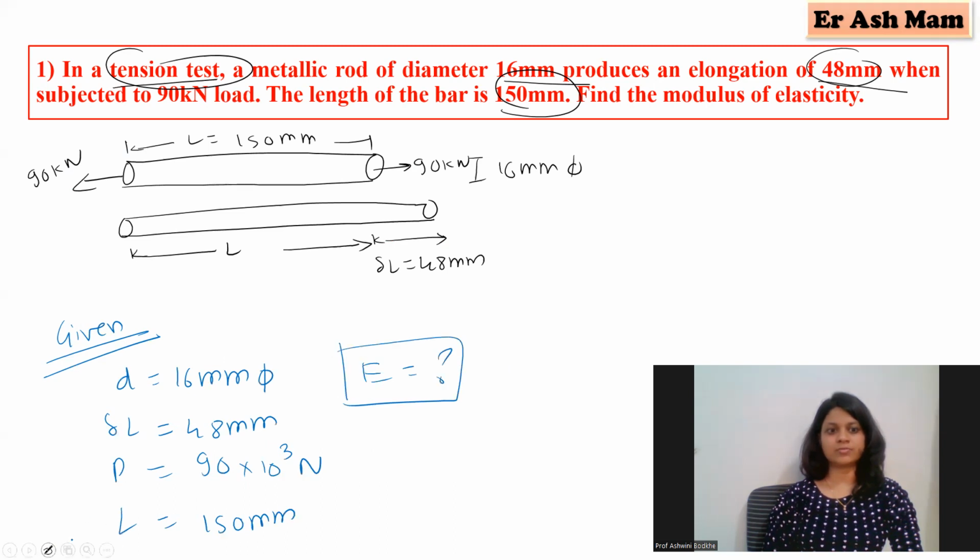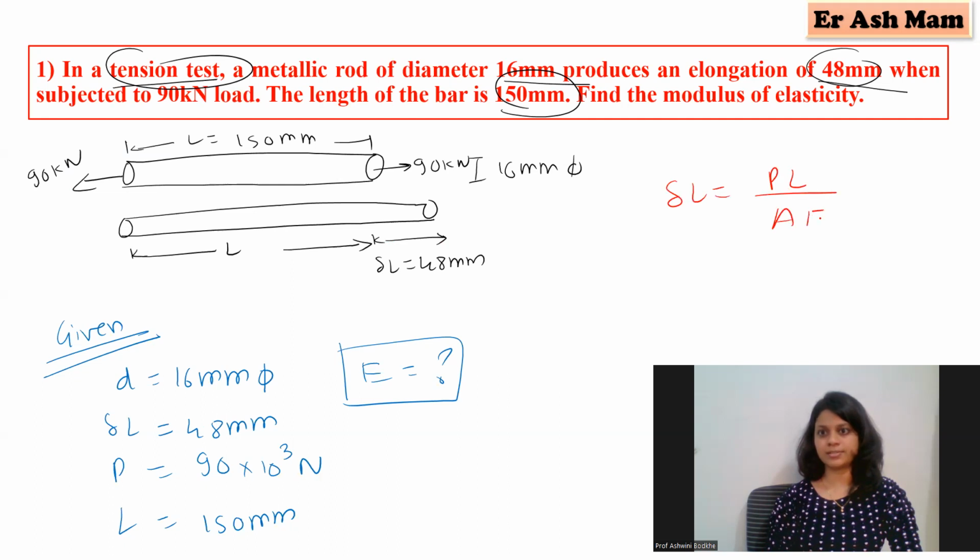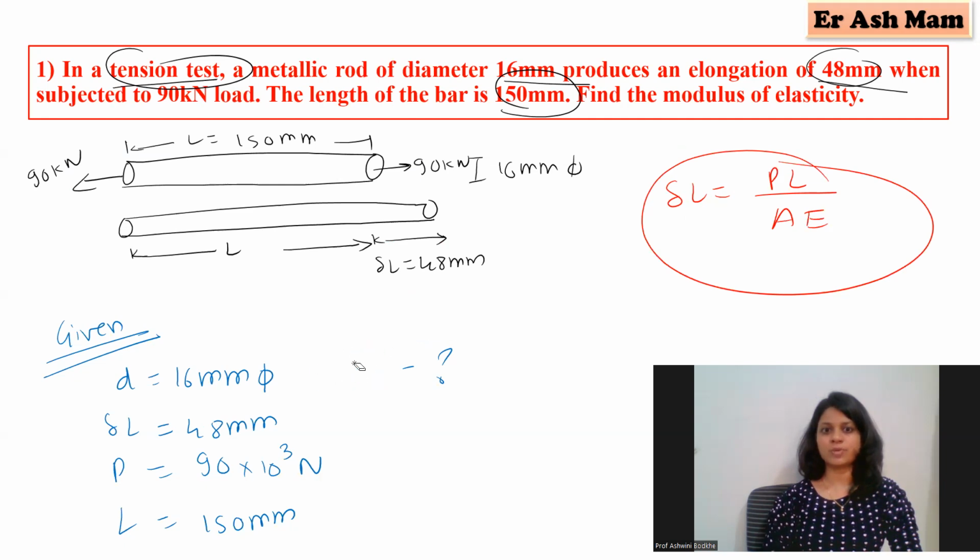We know the basic formula of delta L: delta L equal to PL upon AE. With the help of this formula, we can solve this numerical. Substitute all values. All values are given except E. Delta L is 48 mm equal to P, 90 into 10 raised to 3, length is 150 mm.